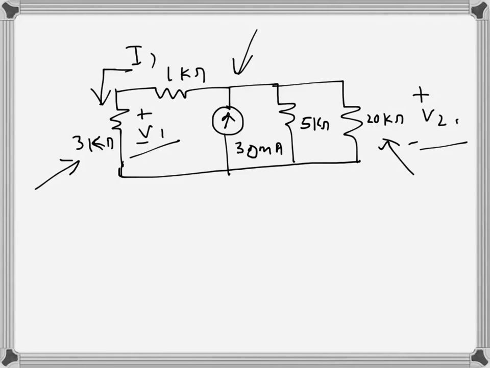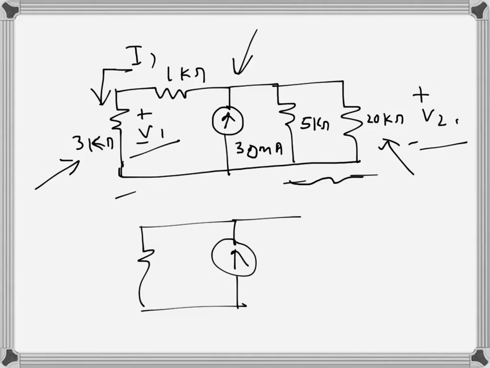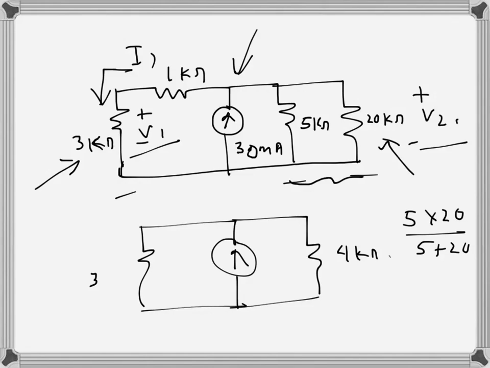So we have three parallel branches: 3 kilo ohms, 5 kilo ohms, 20 kilo ohms. First let's find the parallel equivalent of 5 and 20. So I will redraw the circuit. It will be like this now. So the parallel of 5 and 20 will be 5 times 20 over 5 plus 20, which is 4 kilo ohms. And here we have 3 kilo ohms.